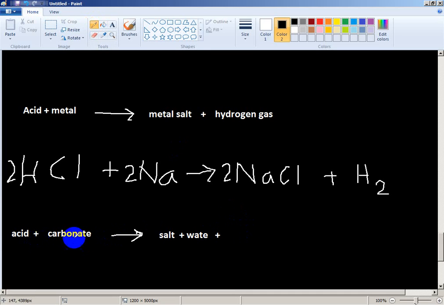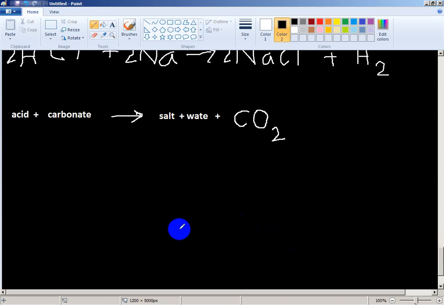When acid reacts with metal, it forms hydrogen gas. When acid reacts with carbonate salt, this gas is carbon dioxide. Yes, carbon dioxide gas. So when acid reacts with carbonate salt, there are three products: salt, water, and carbon dioxide.